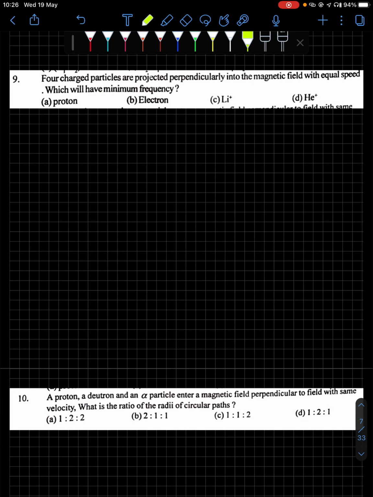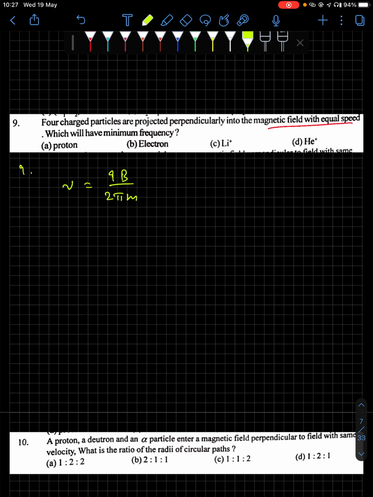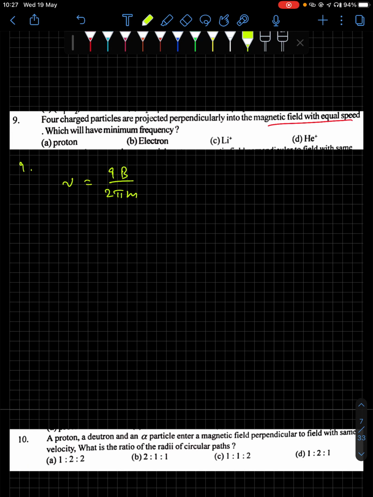Next, question number 9. Four charged particles are projected perpendicularly into the magnetic field with equal speed. Same magnetic field, same speed. Which one will have the minimum frequency? Now the time period relation is 2 pi m by qB. So the frequency relation is the inverse of time period, that is qB by 2 pi m. In this case, except charge and mass, the remaining things are constant: the field is constant and 2 pi is constant.